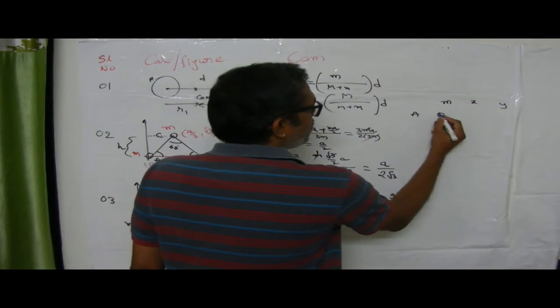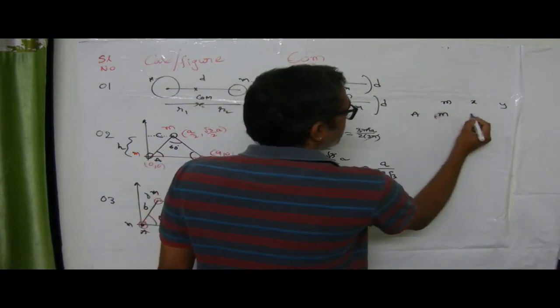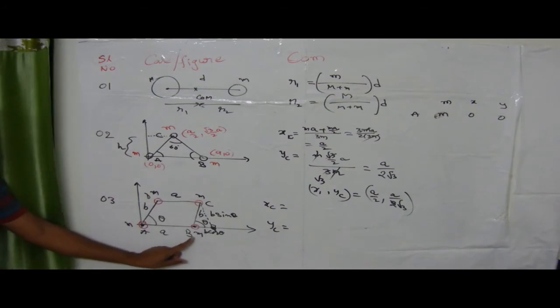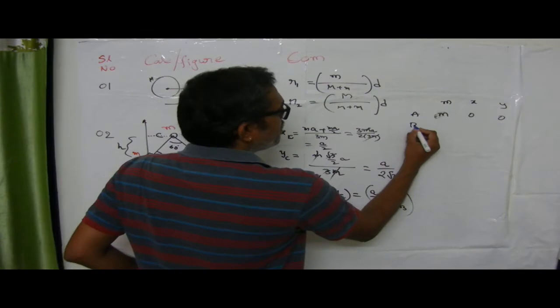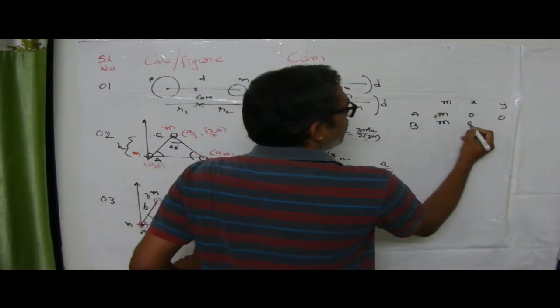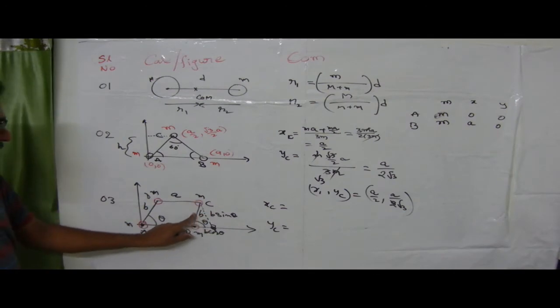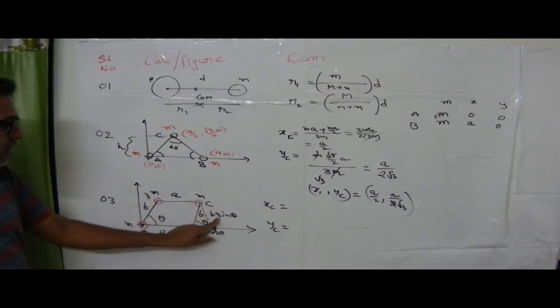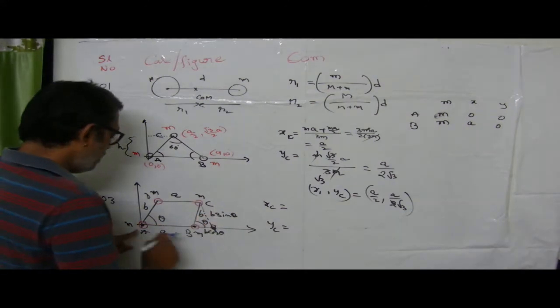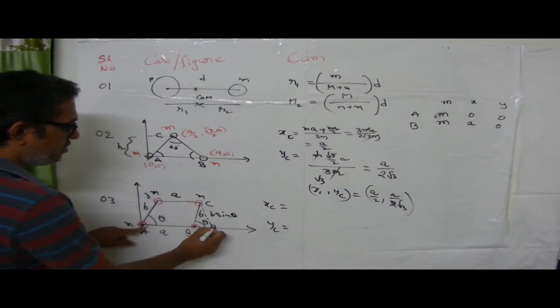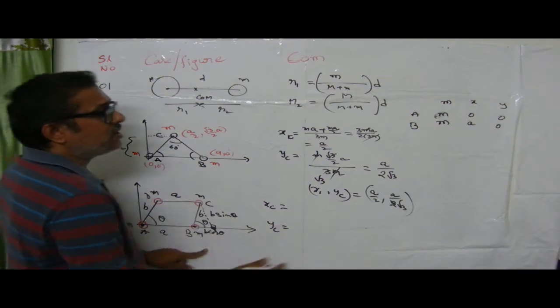At A, we have the mass m at the origin (0, 0). Second one is B, having mass m, located at a distance a from A. Therefore, B having mass m has coordinates (a, 0). And C, upon resolving the side b into components b cos theta and b sin theta, then from the origin to this final point, the total distance will be a plus b cos theta.